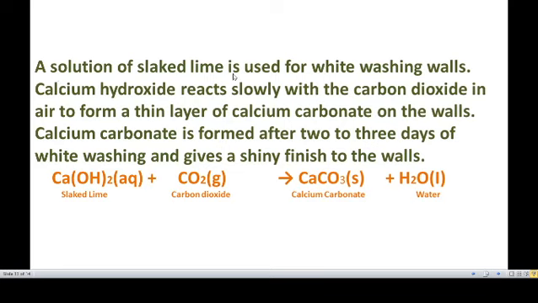One more question: a solution of slaked lime is used for whitewashing walls. Calcium hydroxide reacts slowly with carbon dioxide in air to form a thin layer of calcium carbonate, CaCO3. Calcium carbonate is formed after two to three days of whitewashing, giving a shiny finish to the walls.